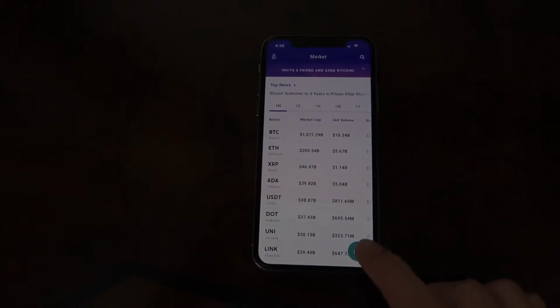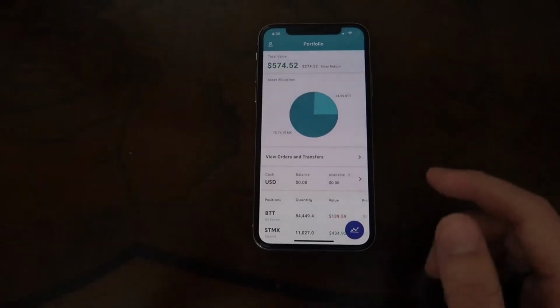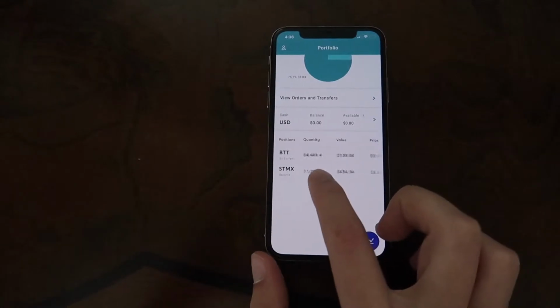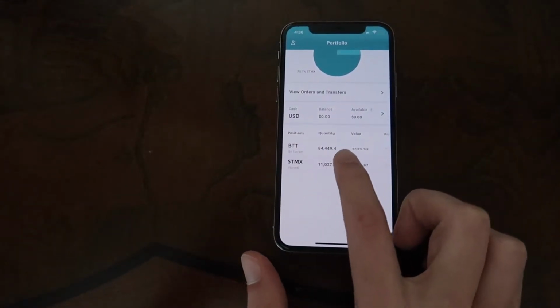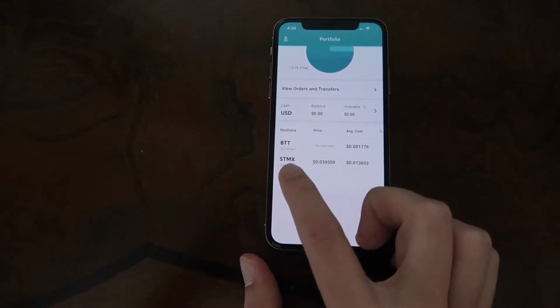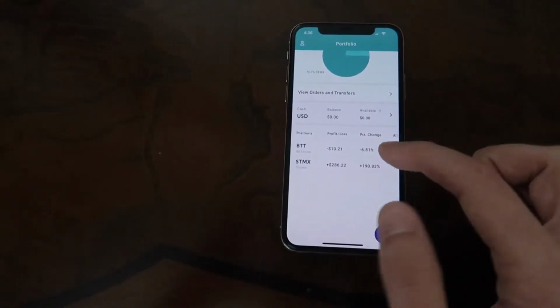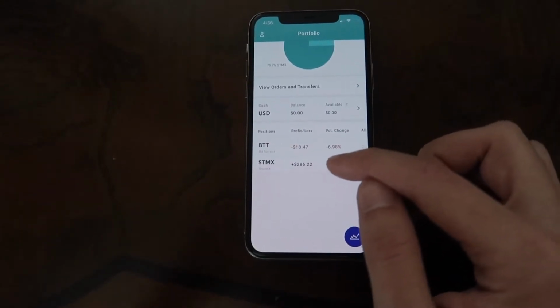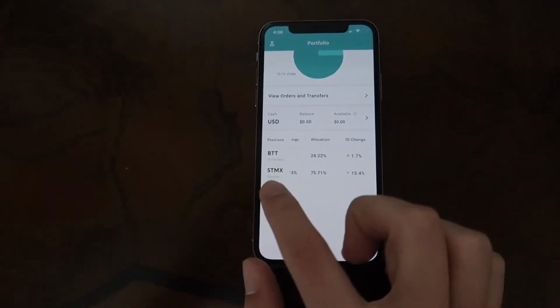Right now, for example, I'm going to be showing you guys what I'm holding. I clicked on this suitcase down here, and showed you my BitTorrent holdings, about this quantity, and my Storm holdings, about this quantity. As you guys see, for my BitTorrent, I am down about $10. However, for my Storm, I'm up about $286. So Storm is playing pretty good for me right now.